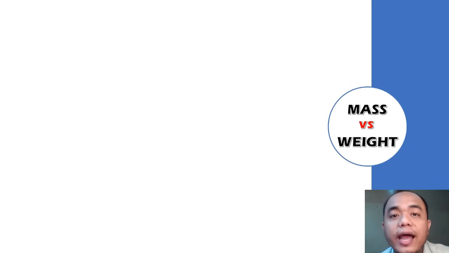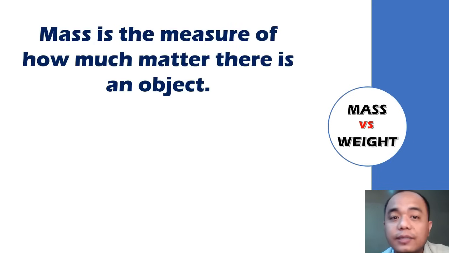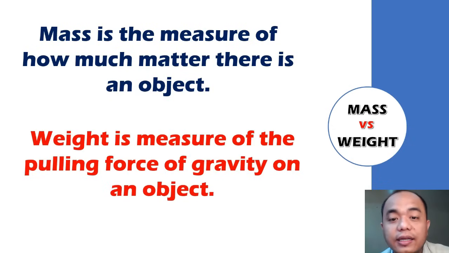Now, to fully understand these terms better, let's take this example. Now, mass is the measure of how much matter there is in an object. And the weight is the measure of the pulling force of gravity on an object.